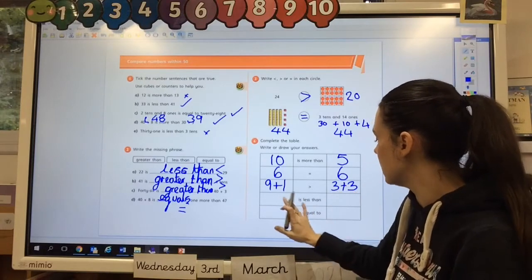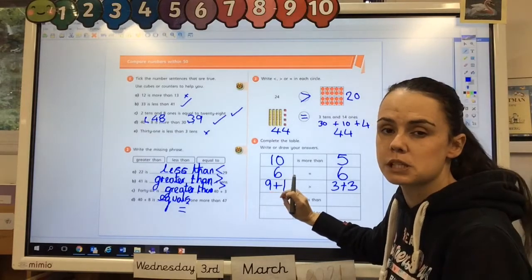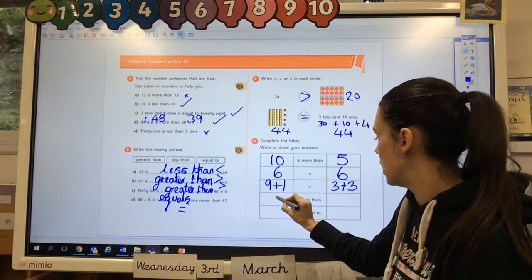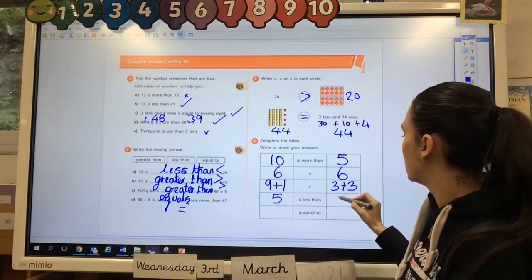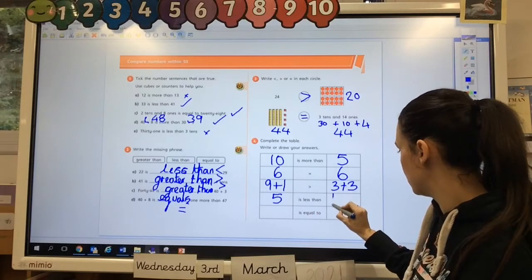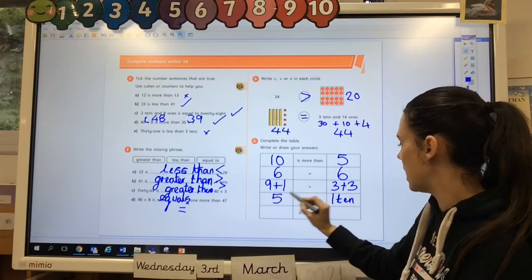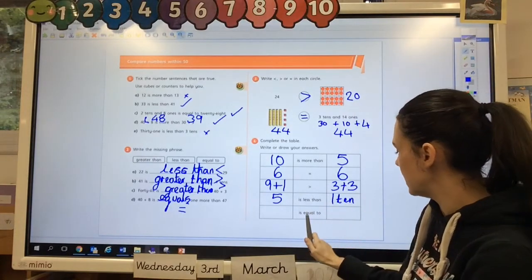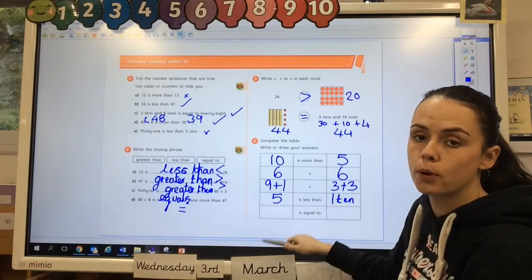Now we've got something is less than something. So whatever number here needs to be smaller than this number. So let's have 5 is less than, let's have 1 ten. So 5 is less than 1 ten, which will just be 10. And then we've got is equals to here. So we've got another one there. It needs to be the same on both sides.